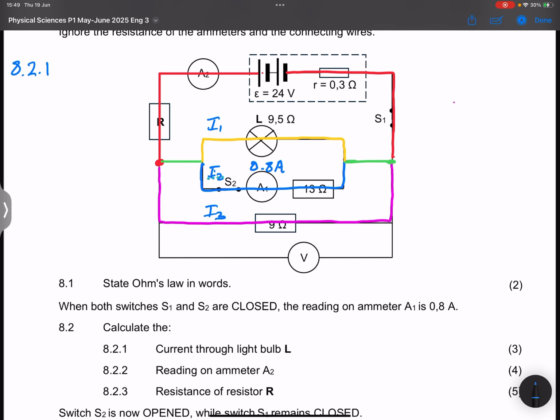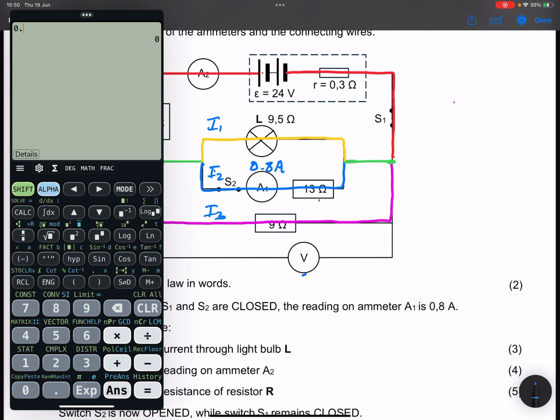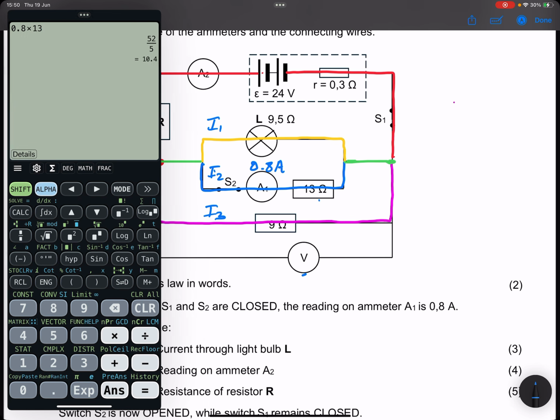In this case, we know what current I2 is, and also the resistance that it passes through. So I'm going to say V, the voltage over here, is going to be I2 multiplied by R, the 13 ohm resistor. So this is going to be 0.8 multiplied by 13. Let's find out what that voltage is. 0.8 times 13 is 10.4 volts.